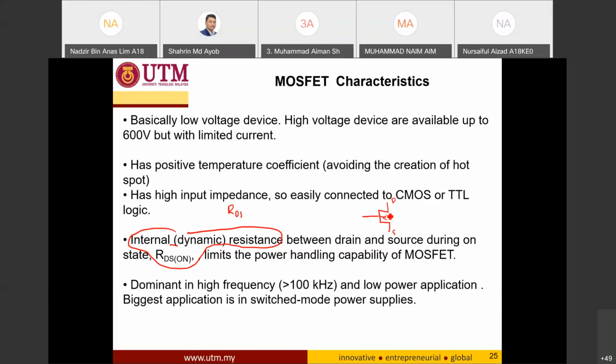Actually, when it is turned on, it should be a short circuit, but in practice it has an internal resistance. This is the resistance between drain and source during turn on, so we call it RDS on. This internal resistance is very high, so when it is turned on there will be very high power losses here. That's why this MOSFET is not recommended in high power applications, but it is useful in applications that require a very high switching frequency.